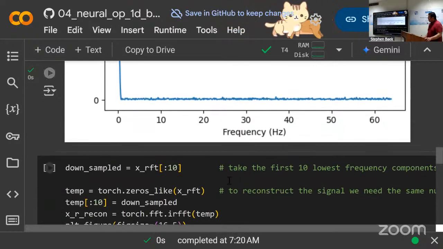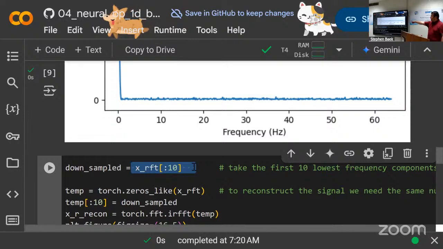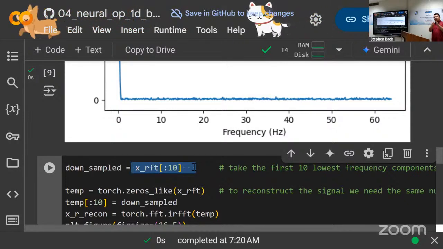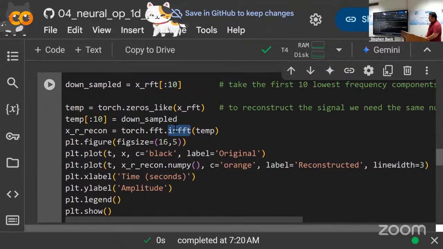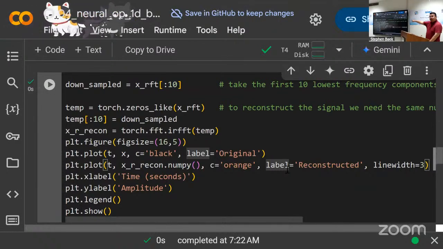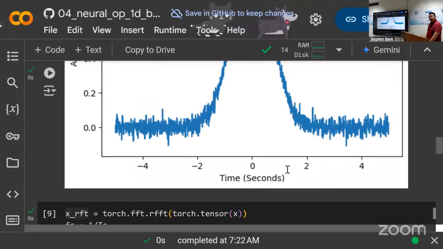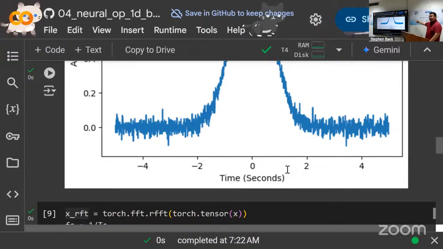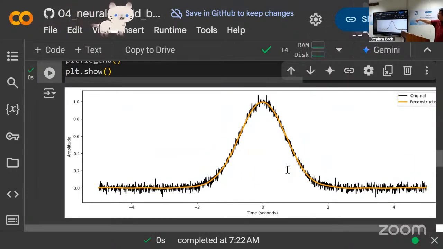Now, out of those 64 components, what you could do is take the first 10 components, which are the components with relatively lower frequency. Using only those first 10 components, I'm going to do the inverse of RFFT, and let's see what happens. As you can imagine, since we truncated the high frequency components, all the jiggly pattern in the original signal is going to go away, because the jiggly pattern essentially corresponds to high frequency components. As a result of running the IRFFT, the yellow curve is the reconstruction of the original signal, and the black curve is the original curve.